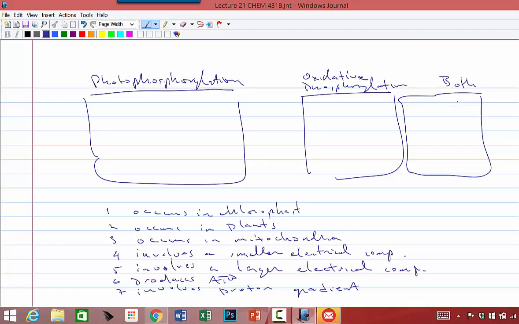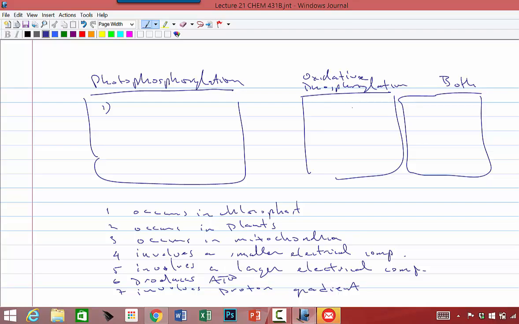Both. Okay. Photophosphorylation occurs in chloroplasts. Yes, so that would be one. For sure, it would be photophosphorylation. The question is, do you also do oxidative phosphorylation in the chloroplast? And we talked about how the phosphorylation occurs in the chloroplast, right?